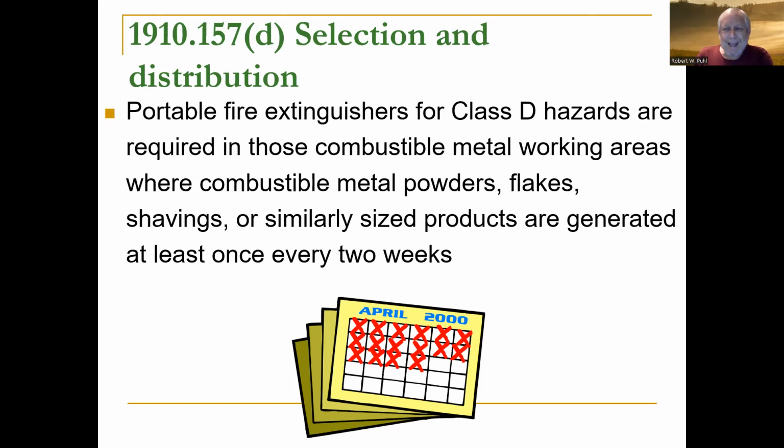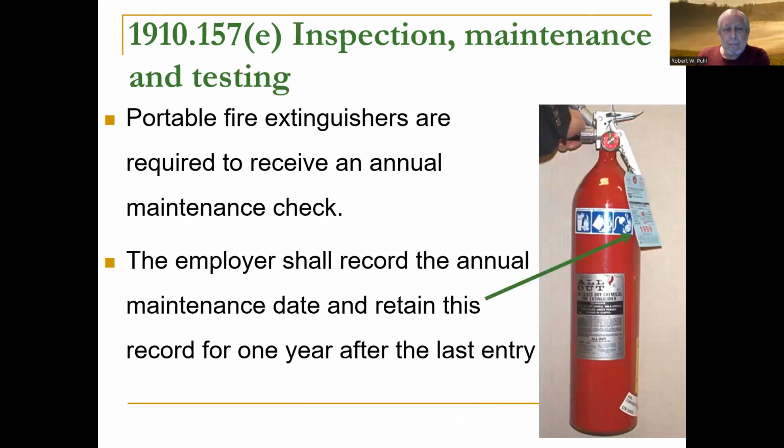Portable fire extinguishers for Class D hazards are required in those combustible metal working areas where combustible metal powders, flakes, shavings, or similarly sized products are generated at least once every 2 weeks. So if you're doing any work on combustible metals and you're generating these smaller, possibly combustible particles once every 2 weeks, then you need to have the fire extinguishers. I don't know why you wouldn't have them all the time if you had those types of metals, but that's the law here for the minimum.